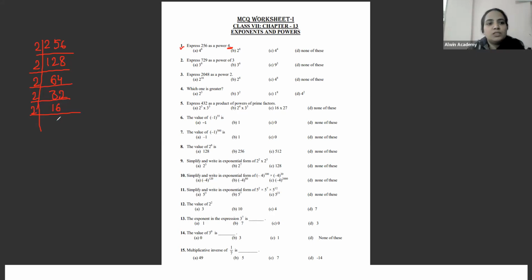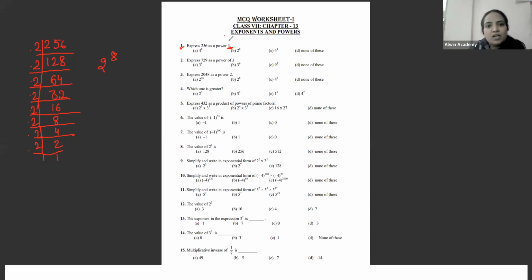Similarly, dividing by 2 means cutting it into half. Again, dividing by 2 means cutting it into half. And then dividing by 2, you get 1. So that is over now. What is this now? This is 2 to the power 1, 2, 3, 4, 5, 6, 7, 8. This is 2 to the power 8.